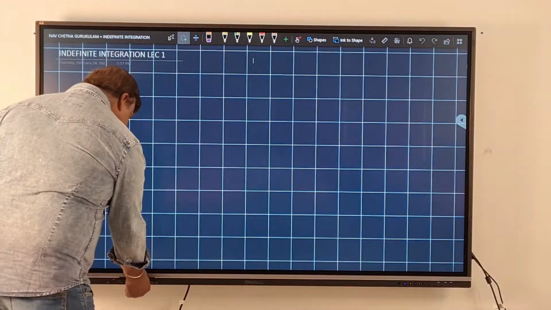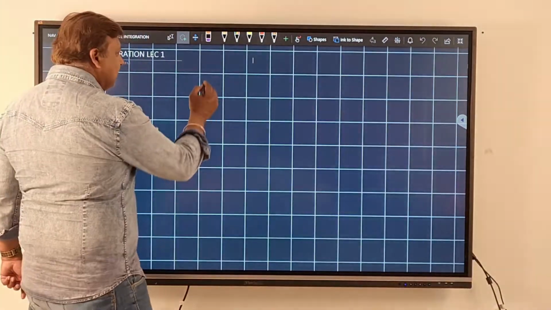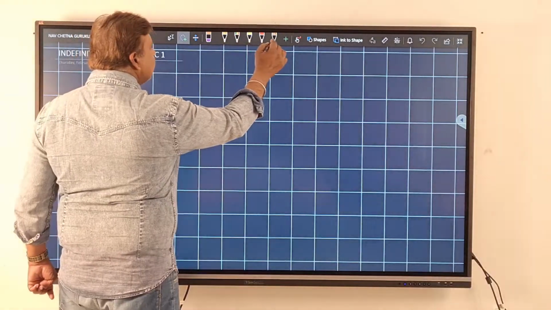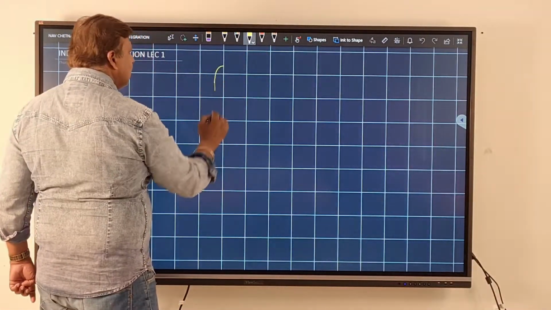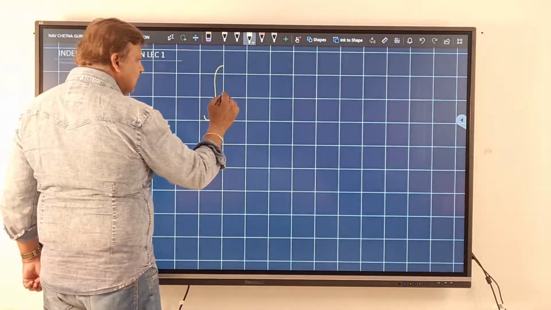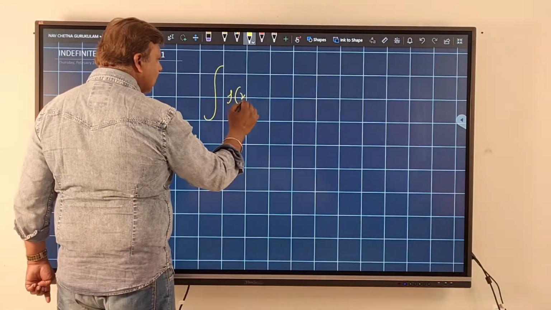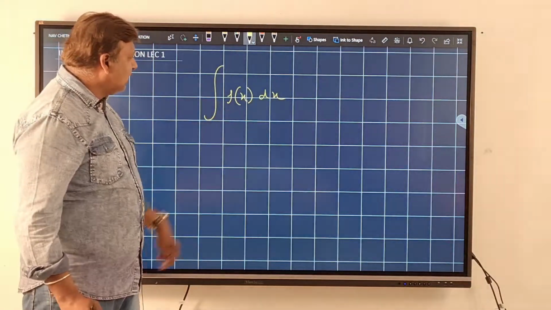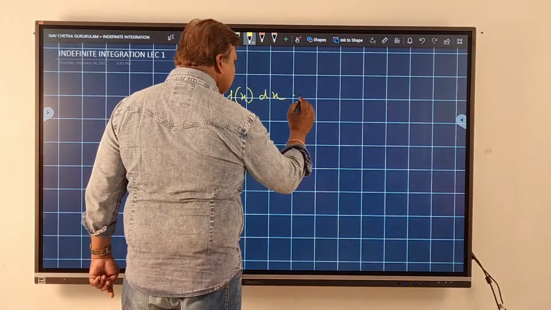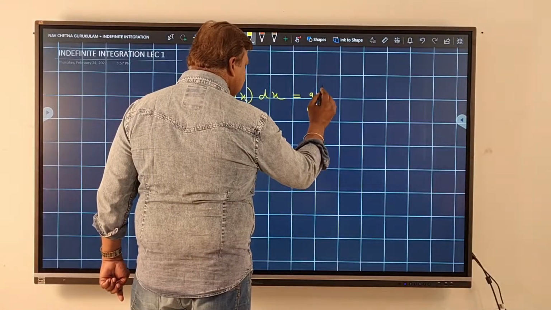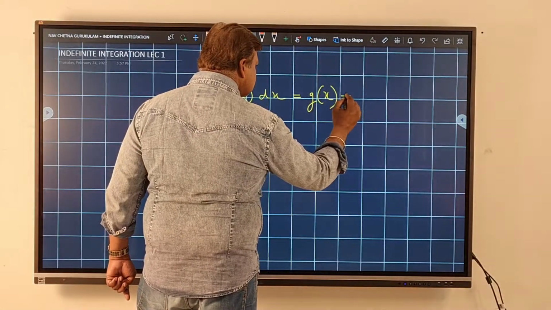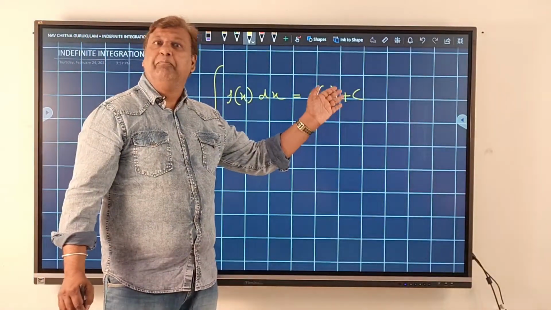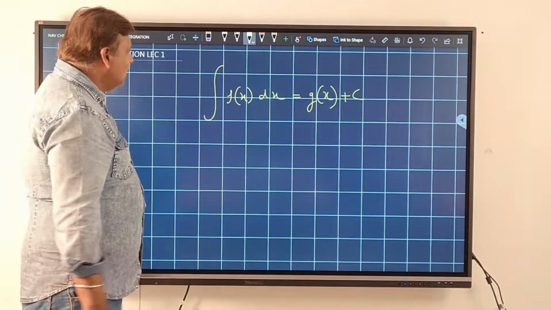Here, I'd like to make a point that whenever you have the integration of a function f(x) dx, let's say f(x) is a function, you are integrating it and you get another function out of it, that is g(x) plus c. We'll discuss what c is, and we'll do a PhD on it, so don't worry.